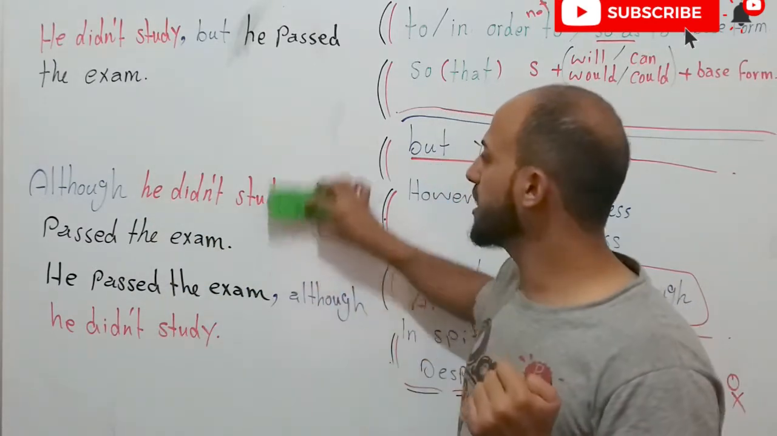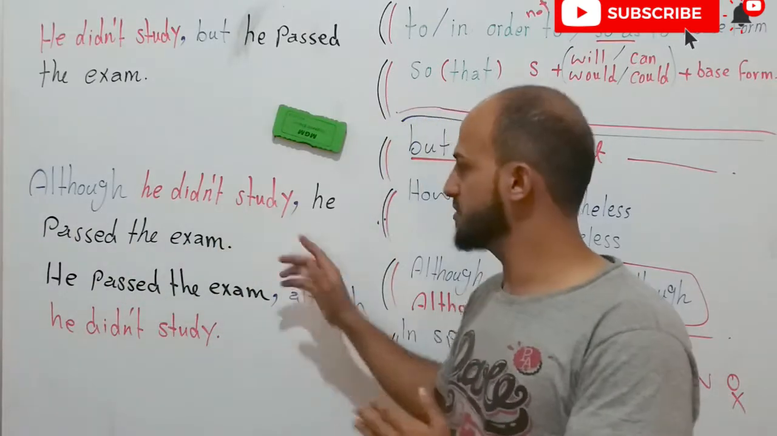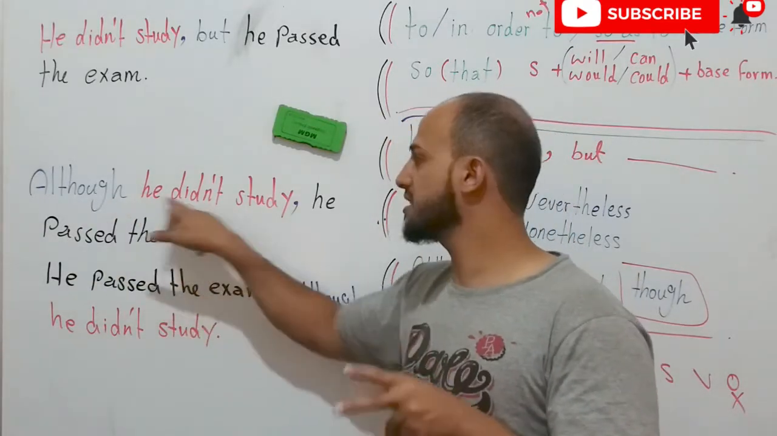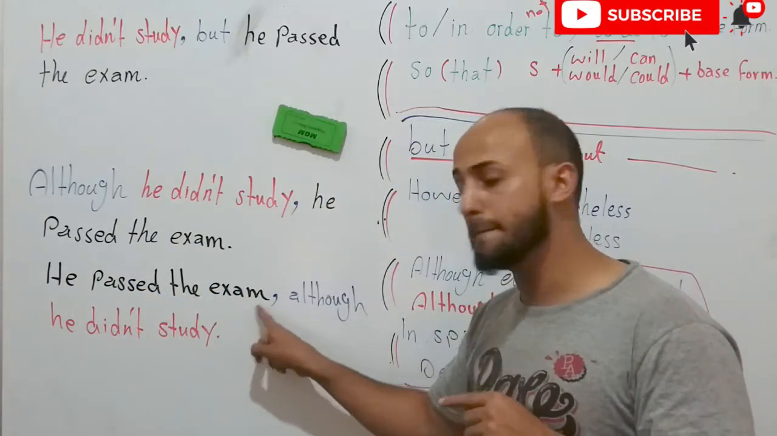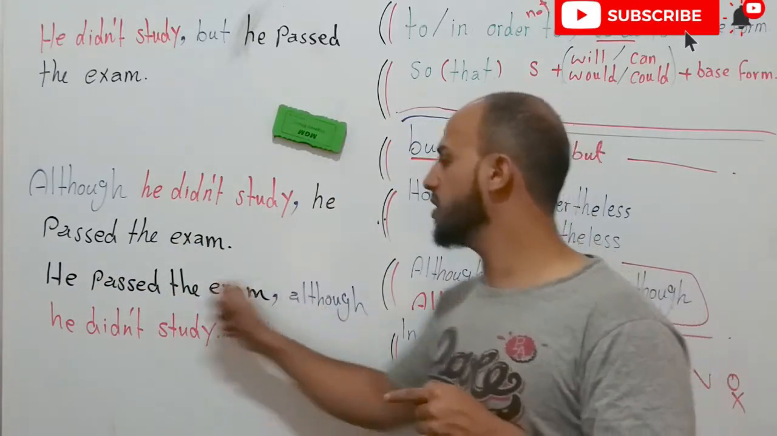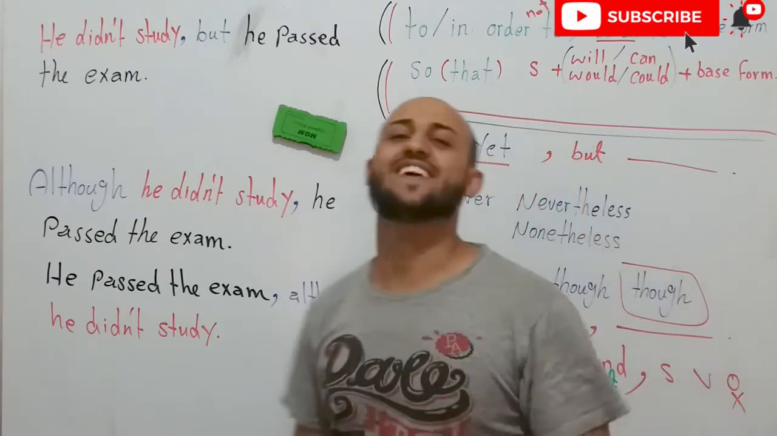Alright? You can use the word although in the beginning or in the middle. If you use it in the middle, it's still the same with the sentence. You say, he passed the exam, comma, although he didn't study. You got it? Yes. Okay.